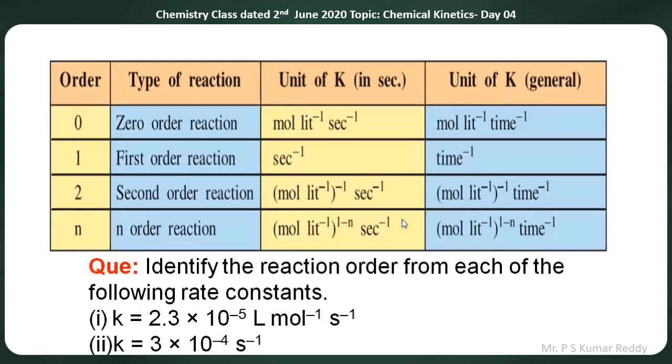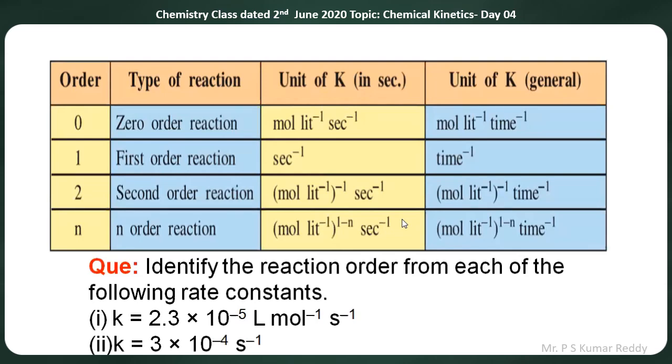Now based upon this, the units are given as liters, moles inverse, seconds inverse. From the information we had calculated earlier, we can find that this belongs to a second order reaction, because the units of rate constant are liters, moles inverse, seconds inverse. So for the first one, it is a second order reaction.